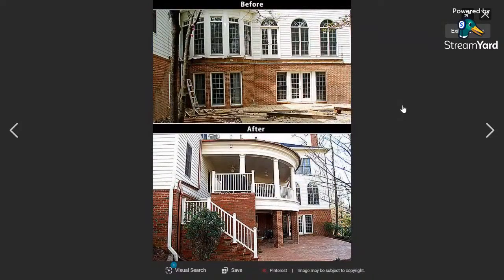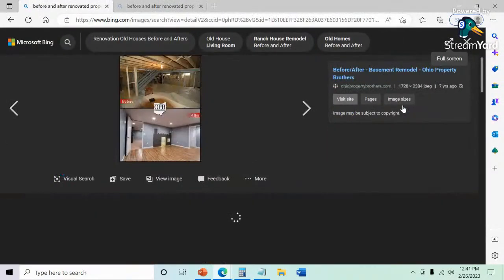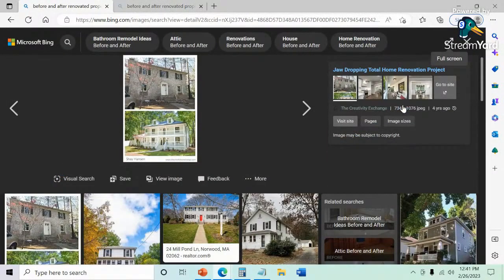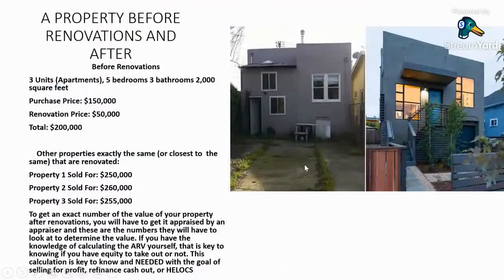Same thing here, right? That's the property outside before, and that's the property outside after. So that's how you add value to the property, right? You can go find more pictures and all that. You could Google after and before renovation pictures, right? But that's what I'm talking about when you add value to the property, when you take it from one state and put it in another state, which is a better updated state. I hope everybody's understanding that, right? So let's go to the next slide.